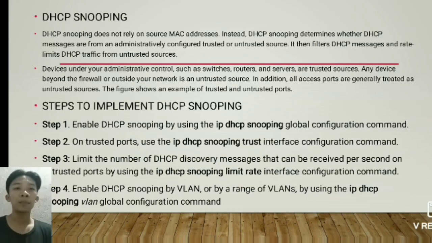Steps to implement DHCP snooping. Here are the steps. Step 1: Enable DHCP snooping by using the ip dhcp snooping global configuration command. Step 2: On trusted ports, use the ip dhcp snooping trust interface configuration command. Step 3: Limit the number of DHCP discovery messages that can be received per second on untrusted ports by using the ip dhcp snooping limit rate interface configuration command. Step 4: Enable DHCP snooping by VLAN or range of VLANs by using the ip dhcp snooping vlan global configuration command.